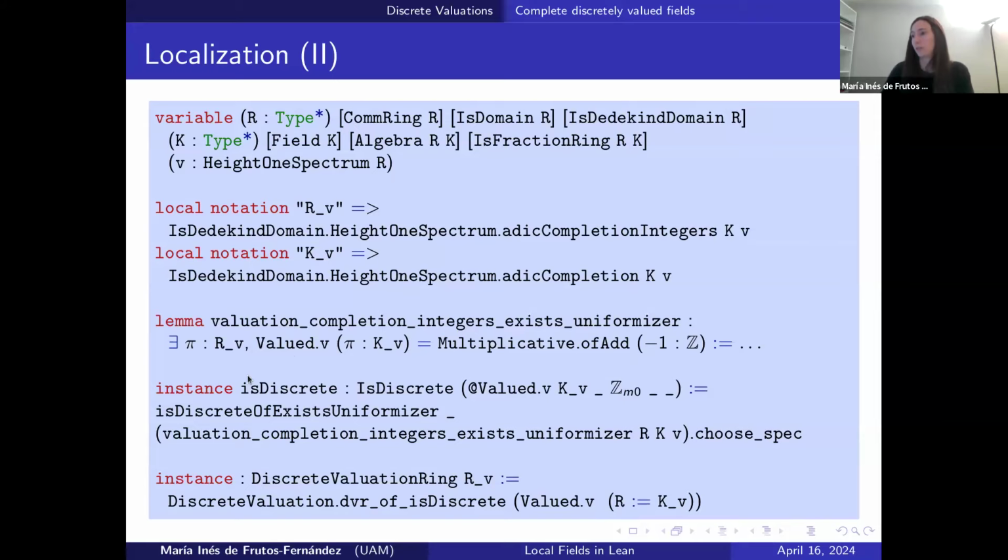Yeah, these first two definitions we could already make with what we had in Mathlib. We already had available this lemma that there exists a uniformizer for this valuation. And we added proofs that the valuation on KV is discrete and that therefore the unit ball RV of this valuation is a discrete valuation ring.